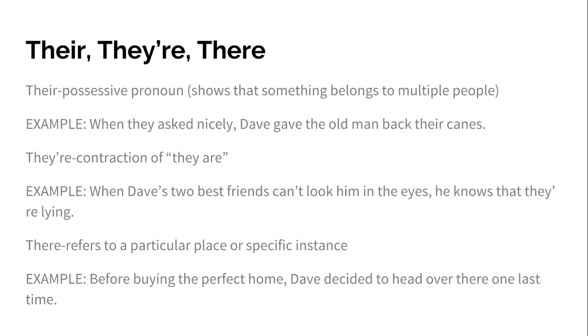There refers to a particular place or specific instance. For example, before buying the perfect home, Dave decided to head over there one last time.